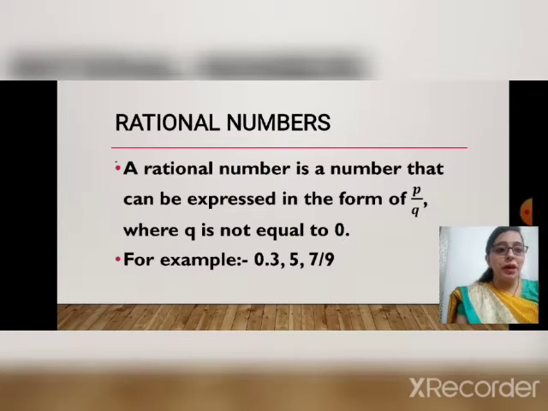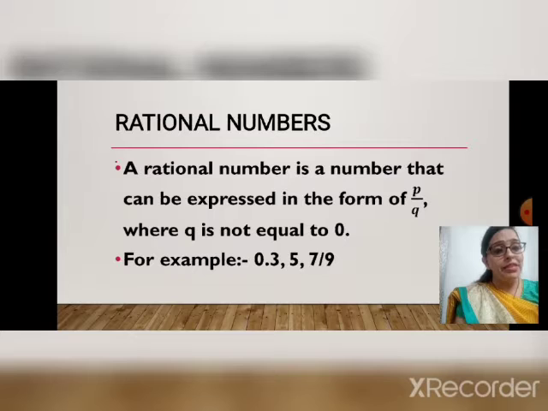A rational number is a number that can be expressed in the form of p upon q, where q is not equal to 0. p is the numerator and q is the denominator, and q will not be equal to 0. For example, 0.3, 5 and 7 upon 9.